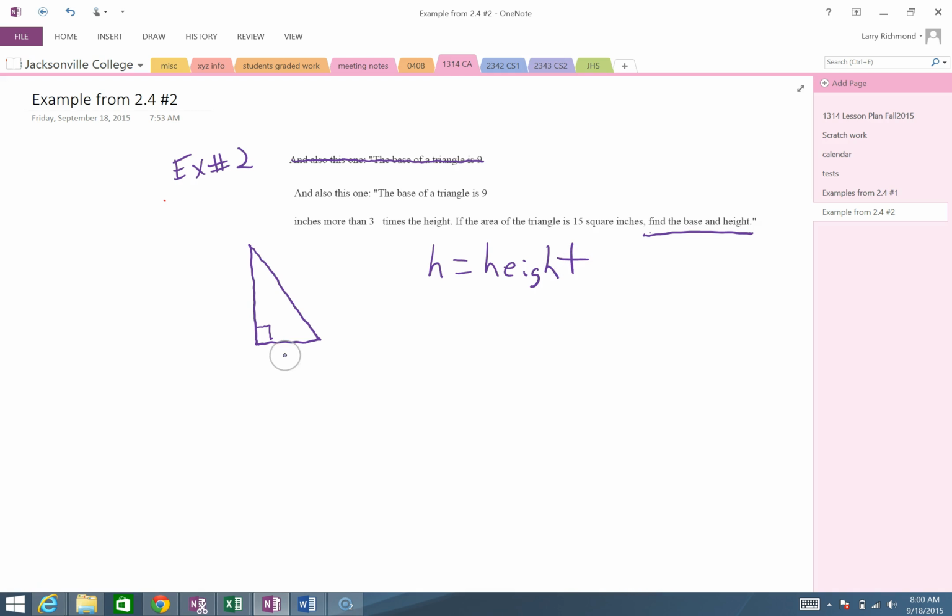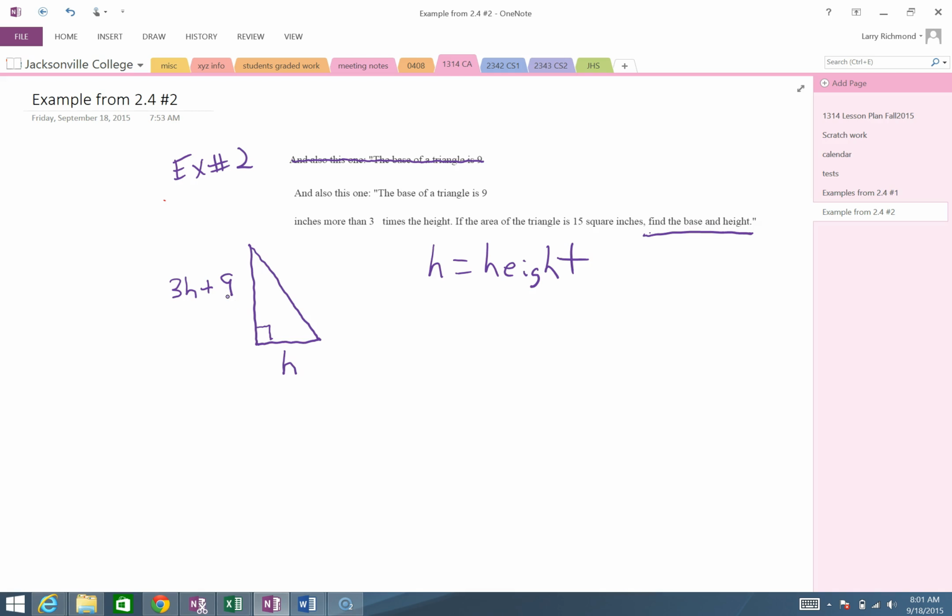And I'm going to call this one the height only because I could have called this one the height. It doesn't matter. I'm calling this one the height because it looks like the base is more than the height. And so in my picture, this one looks more. It totally does not matter which one you call the base and the height in this circumstance. Alright, but it says the base is 9 more than 3 times the height. So if the height is h, the base is 9 more than 3 times that. This length here is going to be 3h plus 9.